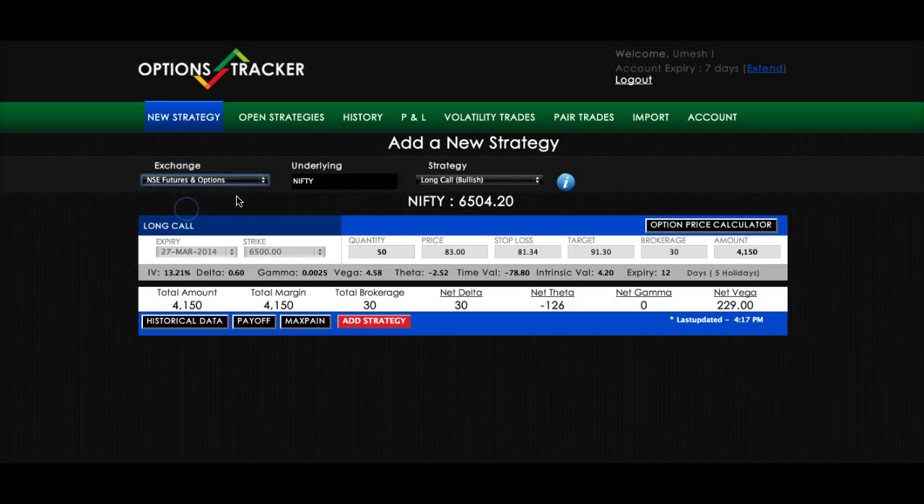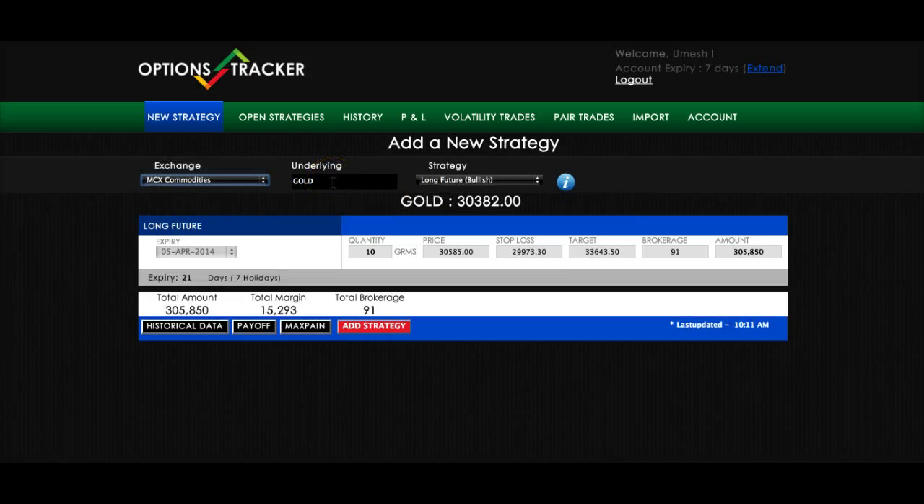So the same stands for commodities. Let's say gold is by default. You can select silver over here or whatever else you want.